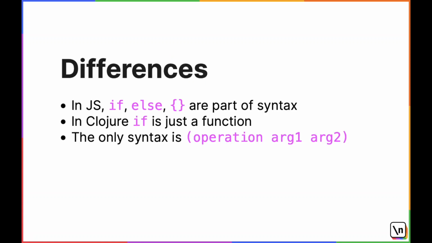In JavaScript, the positioning of the keywords if and else and the curly brackets are a part of the syntax. Other operations like defining a function, defining a try-catch block, defining a variable will have a different syntax in JavaScript. But in Clojure, if is just a function call, and so is every other operation you can perform. The only rule that you need to keep in mind is that a list starts with parentheses and the first element of the list is an operation and all other elements are the arguments to that operation. In that sense, Clojure is way more expressive than a C family language.